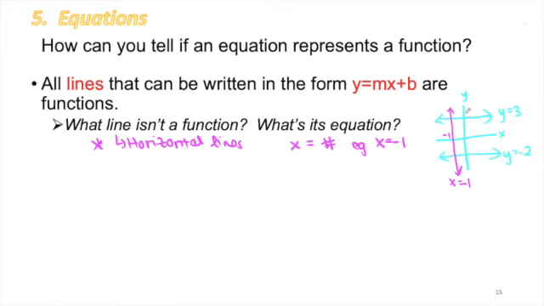All of your other straight lines, even if you drew a line here, this way, yep, that works. If you drew a line like this way, yep, that would work. It'd pass your vertical line test.